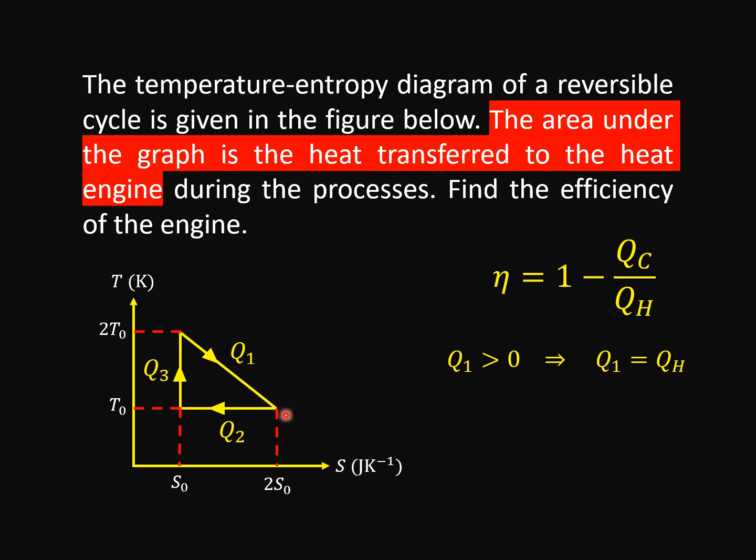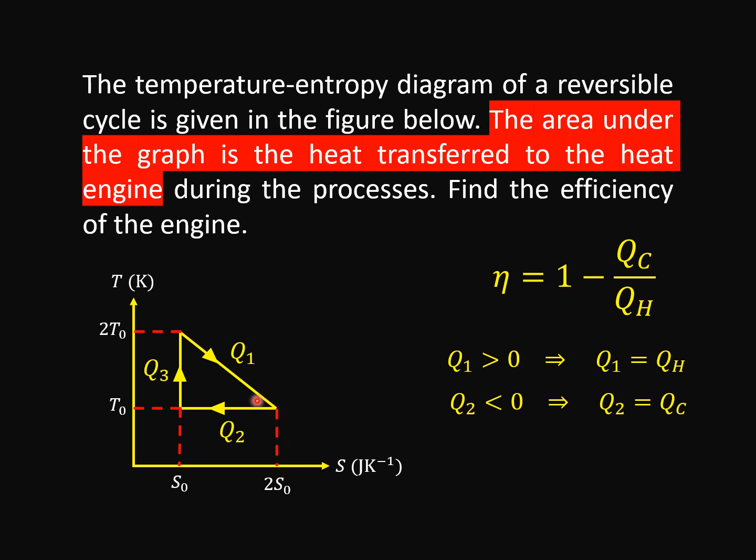In this process, Q1 is a positive value, because from the graph we know that in this process the entropy is increased, and the entropy change is positive when the Q is positive. Therefore, we know that this Q1 is larger than 0, and that means this Q1 is the heat transfer to the heat engine. So now Q1 is equal to Qh.